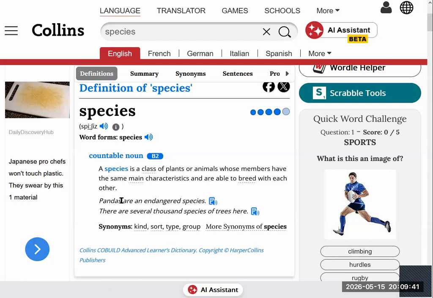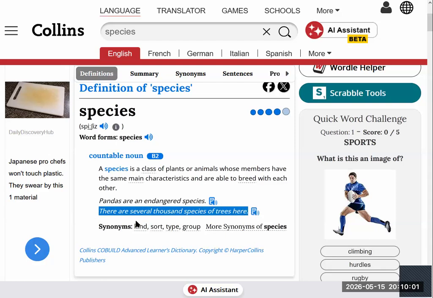So pandas are an endangered species. Pandas are an endangered species. So they're sort of dying out. Pandas are dying out. And the other one says there are several thousand species of trees here. There are several thousand species of trees here.